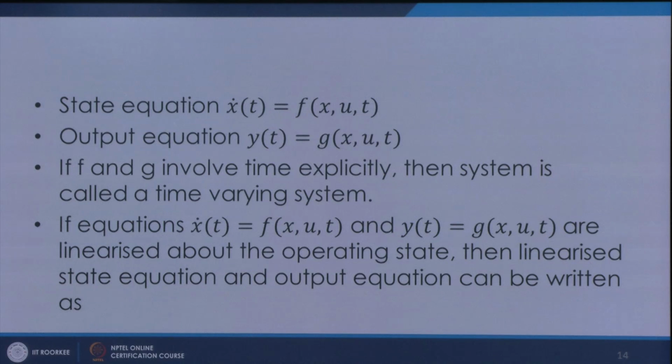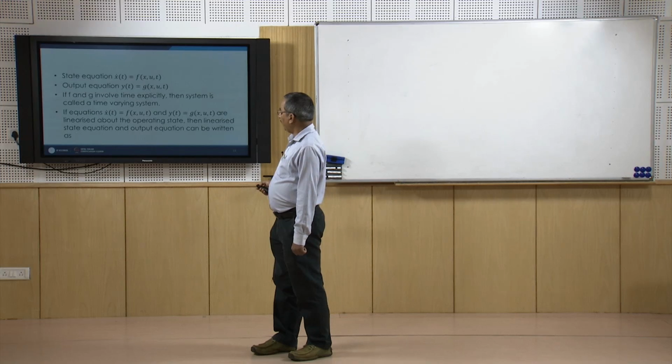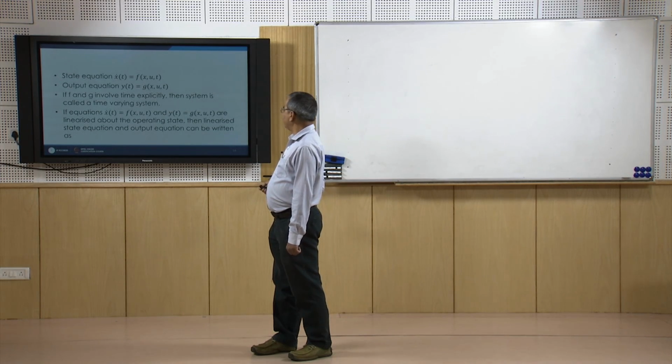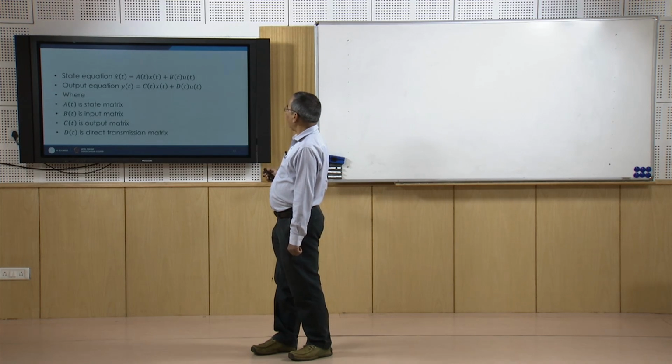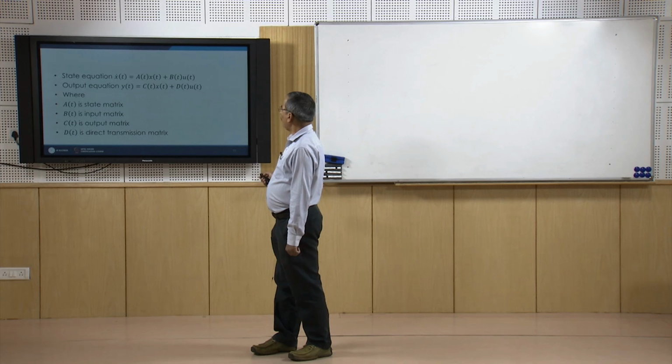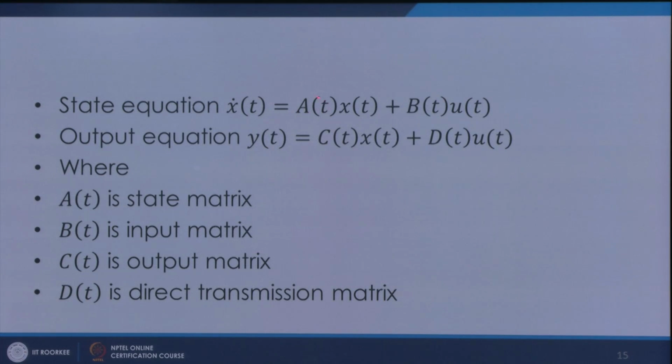And if we are able to linearize these equations about the operating states, then the linearized state equation and output equation can be written this way. So, here the state equation x dot(t) is written as A(t) x(t) plus B(t) u(t), and y(t) is written as C(t) x(t) plus D(t) u(t).